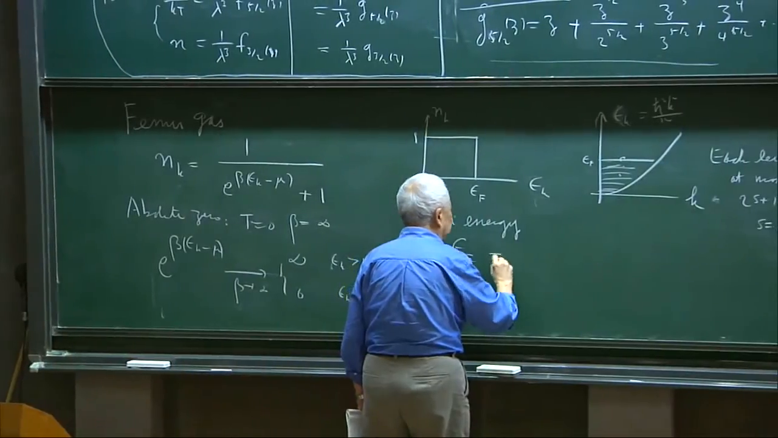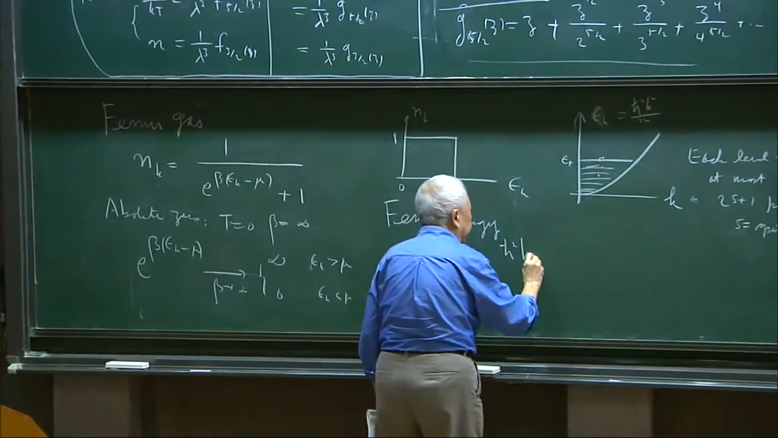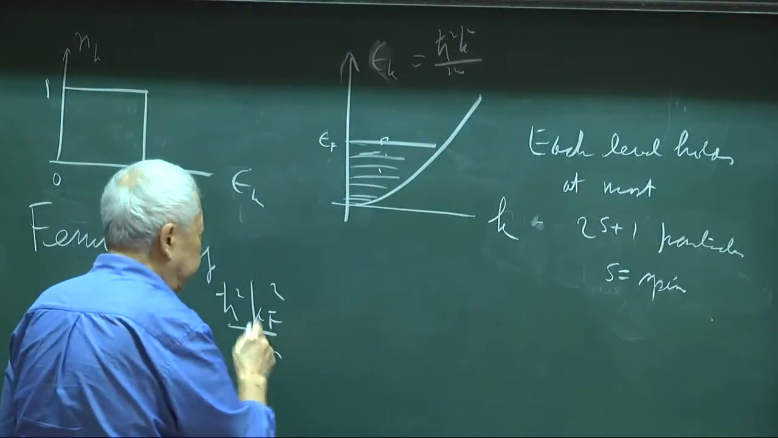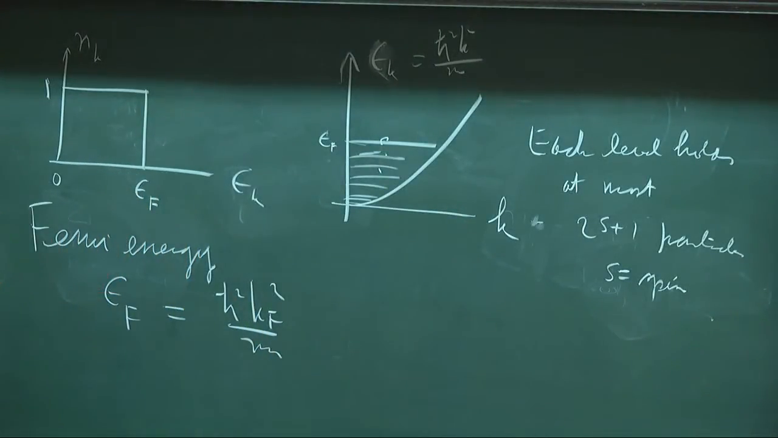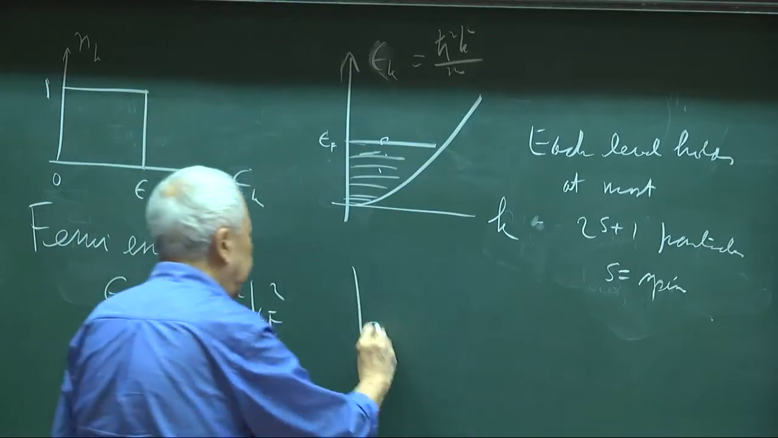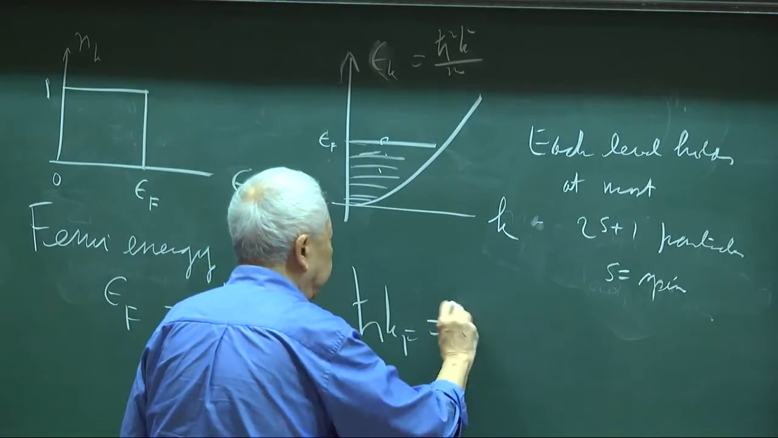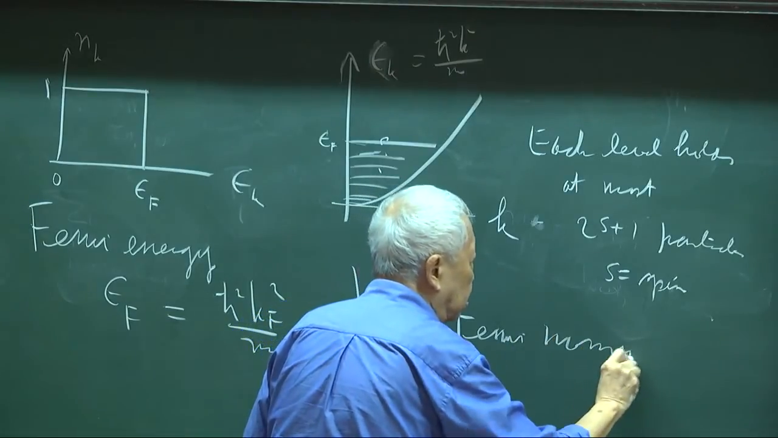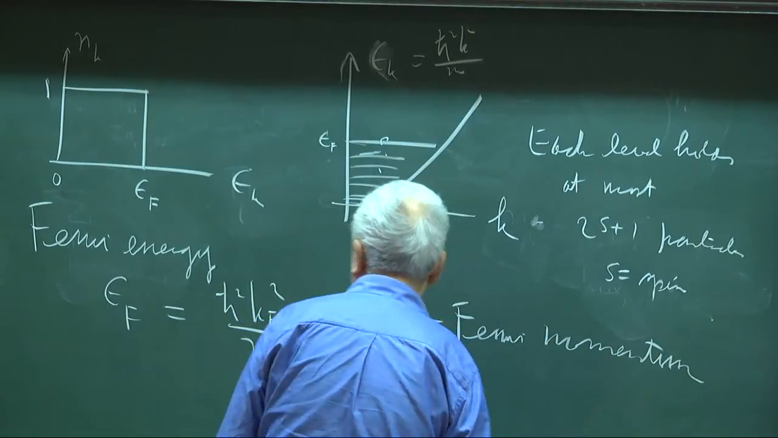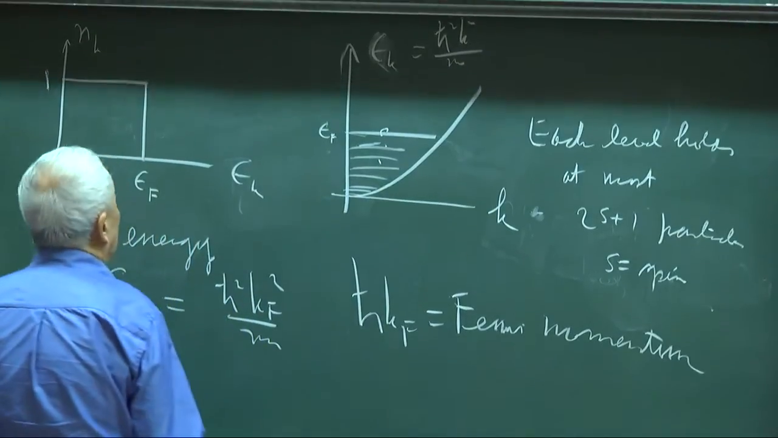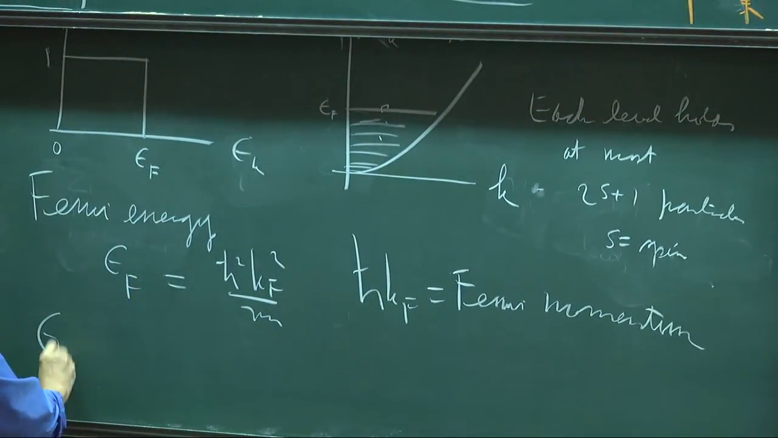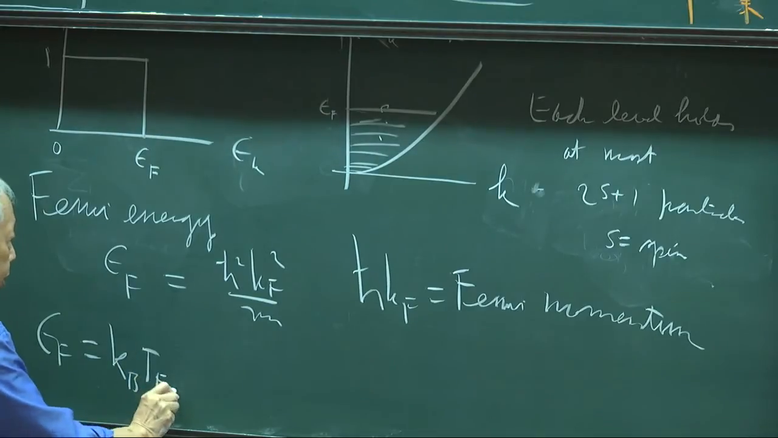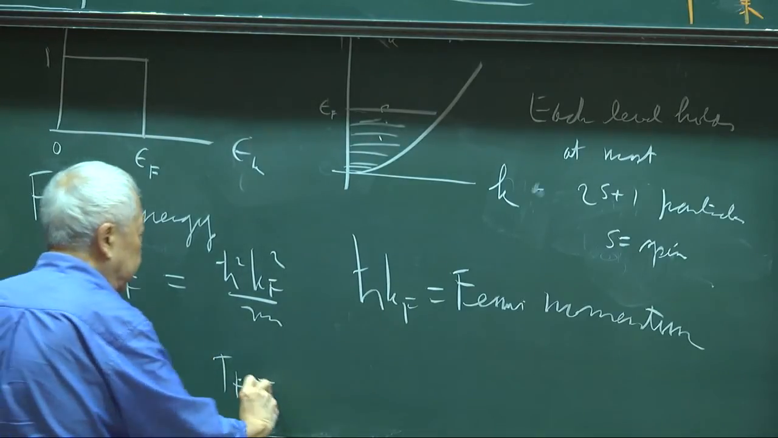Epsilon F is also equal to h bar squared kf squared over 2m, and kf is a Fermi momentum, or h bar kf is the Fermi momentum. And also, if I put EF equal to k Boltzmann TF, then TF is the Fermi temperature.